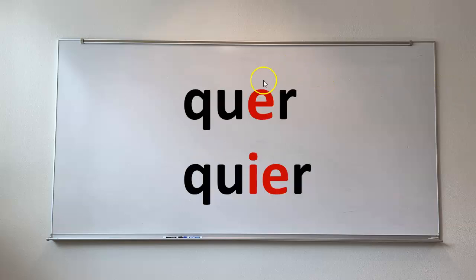Remember, querer is a stem-changing verb, which means when you remove the ER, you're left with the stem. So this is our stem here. And the stem will change. This is why we call it a stem-changing verb. In some of the forms, it will just be the E. In other forms, it will be the IE. And learning that is really just a matter of memorization through practice. Native speakers just learn through practice, so you can do the same.